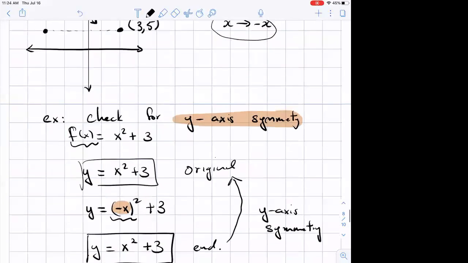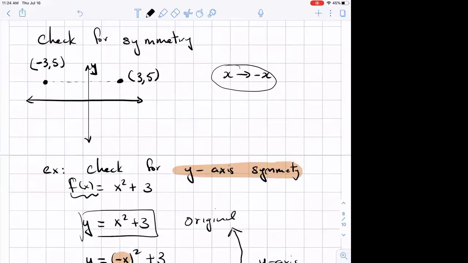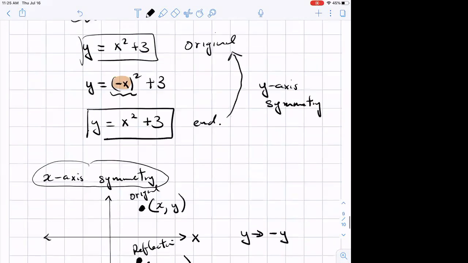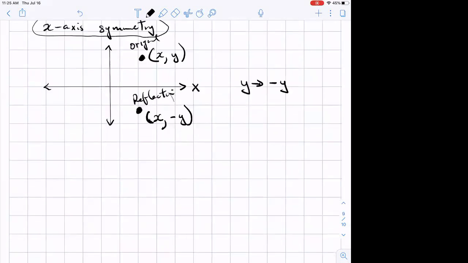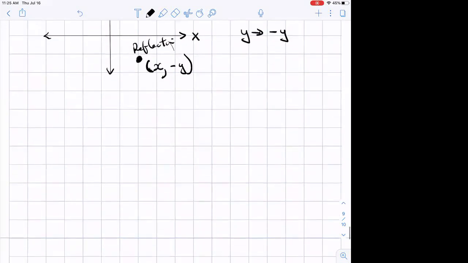Similar to what we did over here, right? For y-axis symmetry, the x value is being replaced. For x-axis symmetry, the y value is being replaced. Do you follow? Yes, Professor. Now, let's look at the origin.